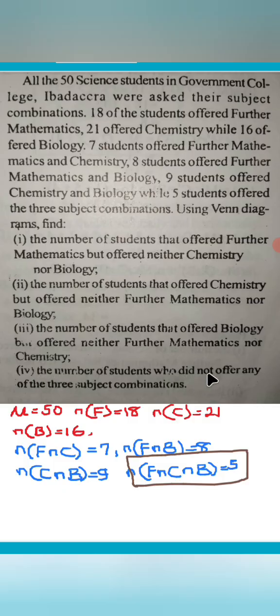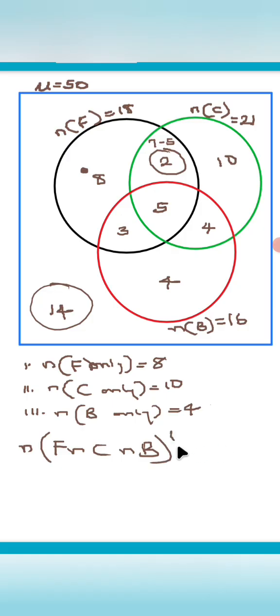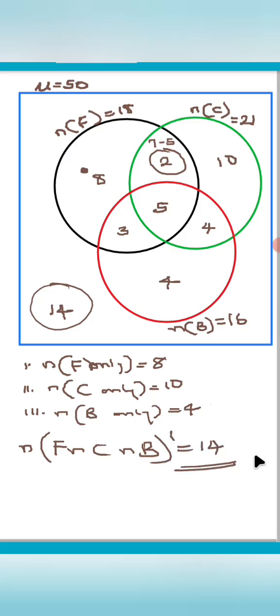The last one is the number of students who did not offer any of the 3 subject combinations, and that's what we just calculated outside here. Which means the number of further mathematics intersection chemistry intersection biology complement, and that will be 14. So we are done with this question. Thank you.